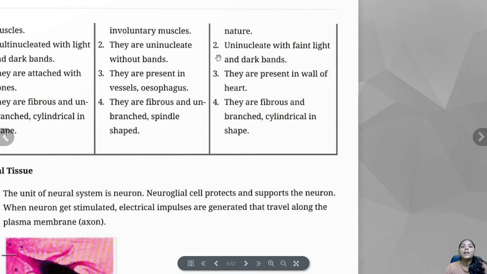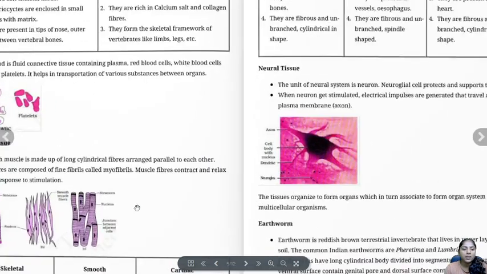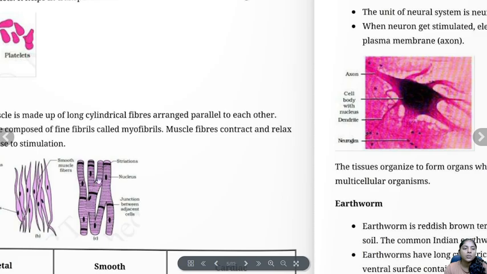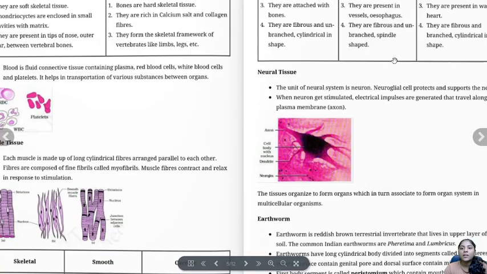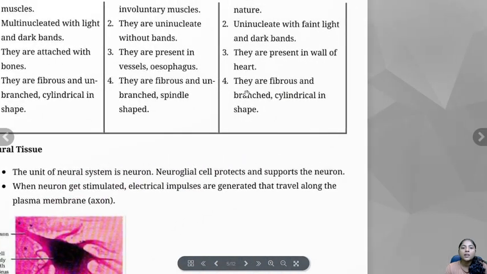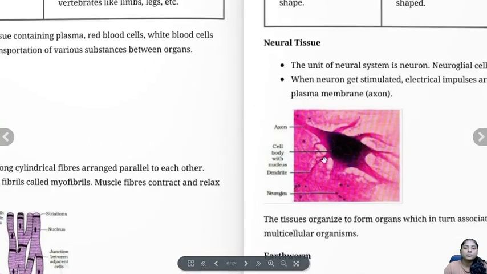Then the cardiac tissue are uninucleated with faint light and dark bands. So these are also uninucleate, meaning having a single nucleus. Then they are present in the wall of the heart. They are fibrous and branched, cylindrical in shape.